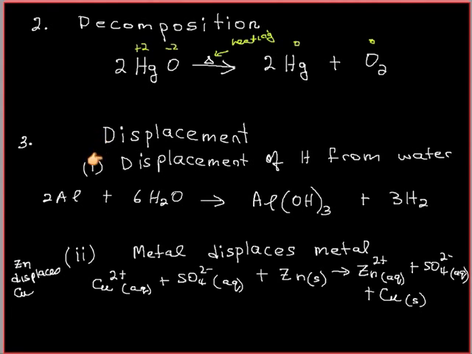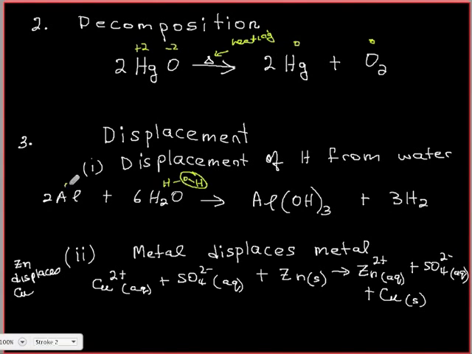Displacement reactions are also redox reactions, and here I'm showing displacement of a hydrogen from water, and I'd like you to think of water as this, where hydrogen is attached to the oxygen. So think of this hydroxide as one unit, and what happens is that aluminum picks up the hydroxide ion from the water, and hydrogen is displaced out as hydrogen molecule here.